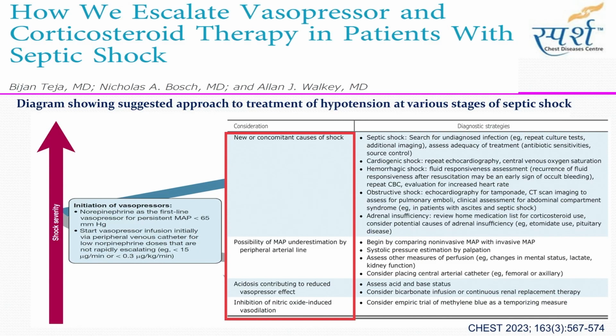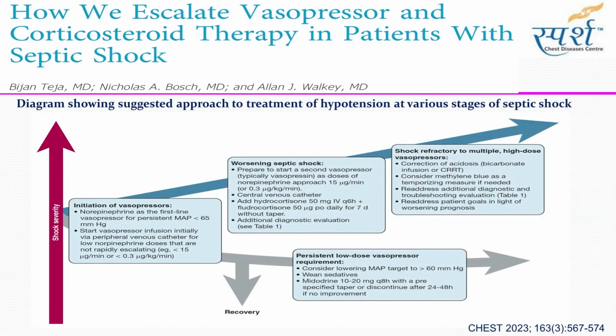If there is acidosis, correct it. There is data that if you have renal failure related acidosis, correct with bicarb to a pH of 7.34. And you can try methylene blue as a salvage. There is data coming up, although the evidence is not very good.